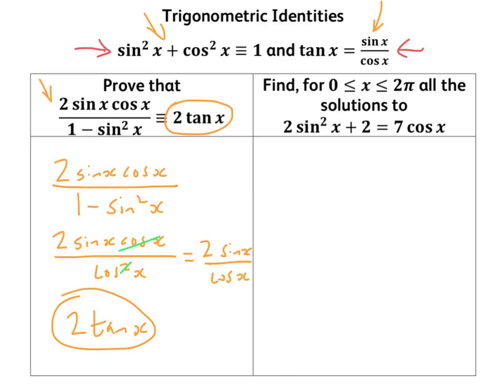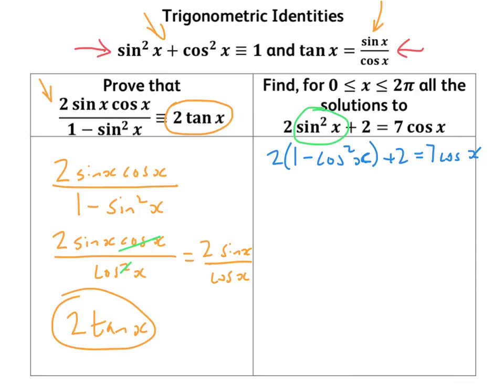The second one is a little bit longer, but we don't really want equations where we've got sines and coses, because they don't work very nicely. When I say they don't work very nicely, you can't do them. So you need to get it into either all sines or all coses. In this case, because we've got sine squared x, I know I can change that to 1 minus cos squared x. So my first thing to do is 1 minus cos squared x plus 2 cos x equals 7 cos x.